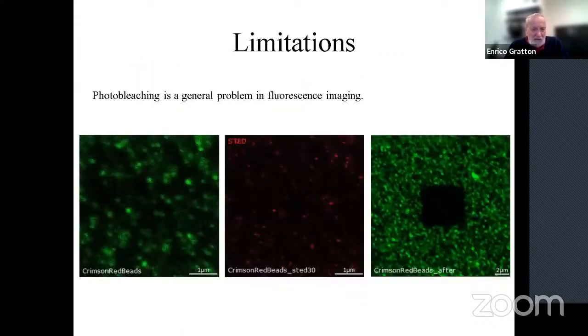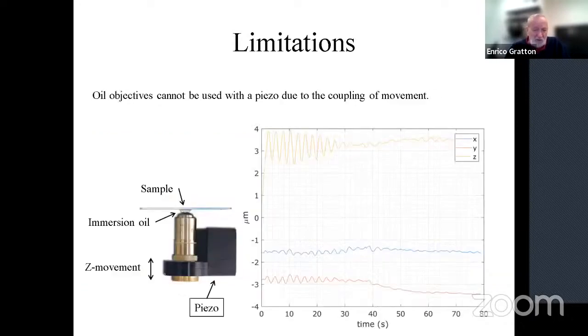Next slide, please. So clearly, as we do the orbit, for example, in that part, there is a change in the fluorescence intensity. So there is a limitation. Photobleaching is a general problem in fluorescence imaging, and always we will have some sort of photobleaching in the system.